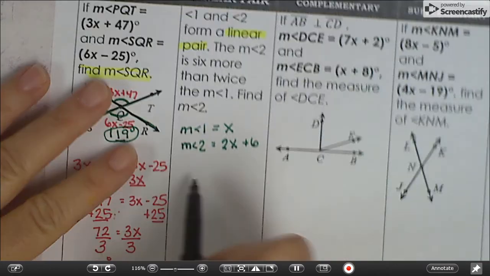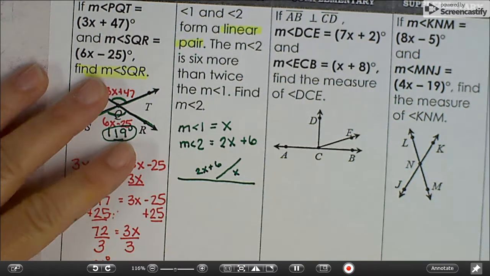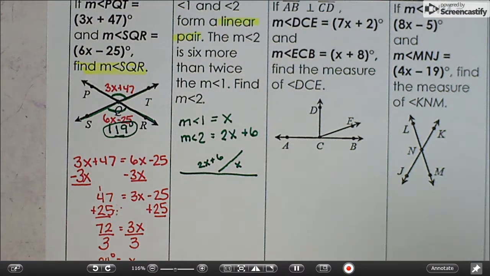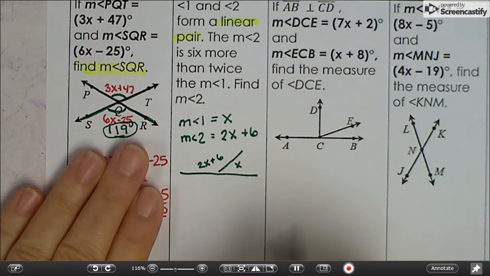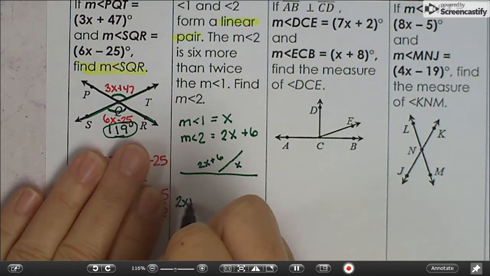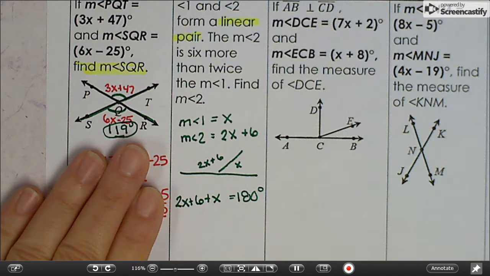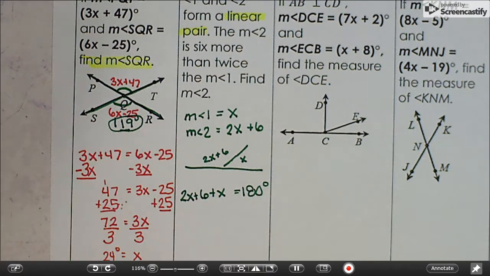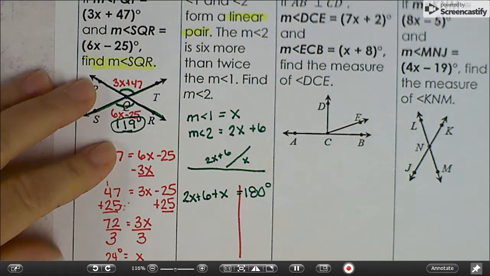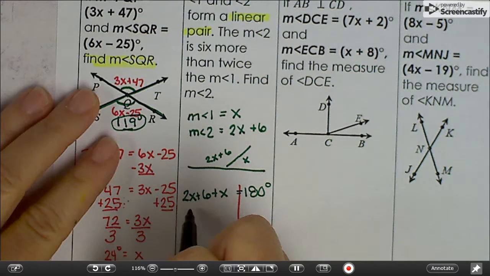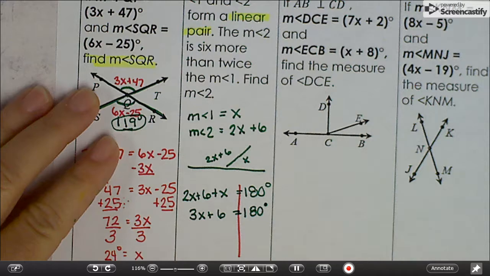You could draw a picture if you wanted to illustrate what we're talking about, if that helps you see the linear pair a little bit better. And then we need to set up an equation. The equation would have to add up to 180. So you would say 2x plus 6 plus x equals 180 degrees. And then solve. Because we have one side that has x's in multiple locations, we need to combine like terms. So 3x plus 6 equals 180 degrees.